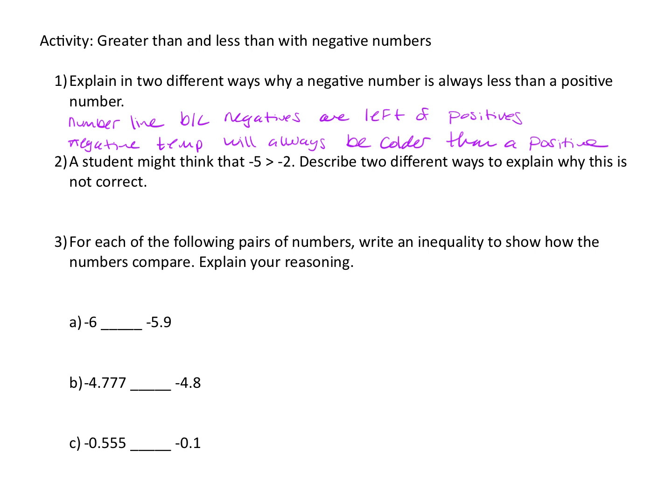Okay, a student might think that negative 5 is bigger than negative 2. So I want to describe 2 different ways to explain this. Again, a number line will show that negative 5 is to the left of negative 2, making it smaller. Negative 5 is less than negative 2 because negative 5 is to the left of negative 2 on a number line. Or we could talk about temperatures or money.